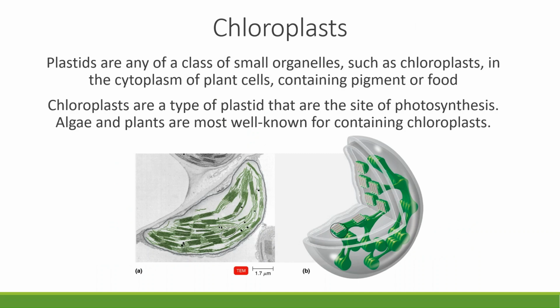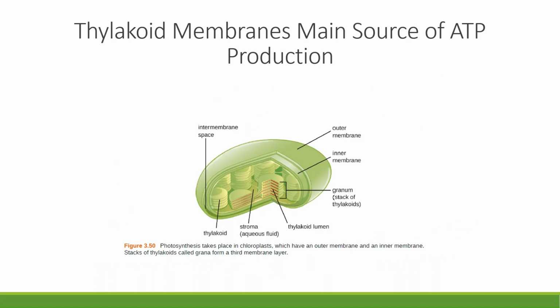Chloroplasts are another interesting organelle. Like the mitochondria, they make ATP, but they use sunlight instead of food sources in order to produce ATP. Here's a closer look at a chloroplast.